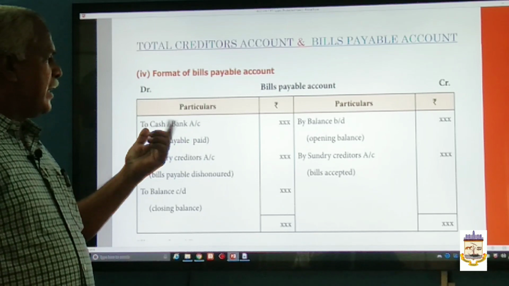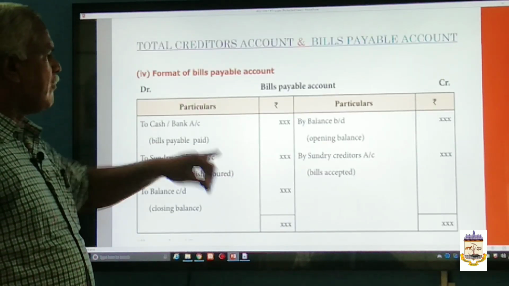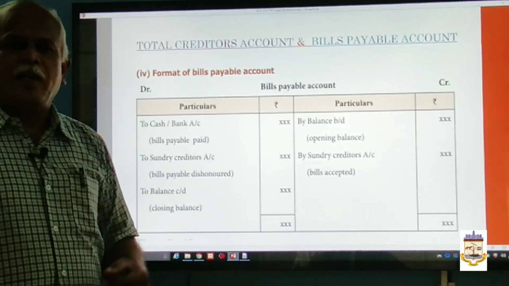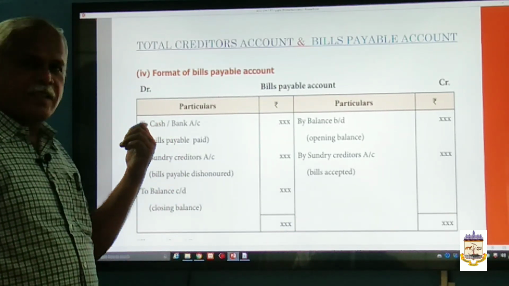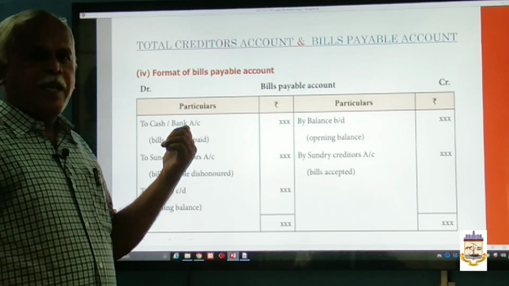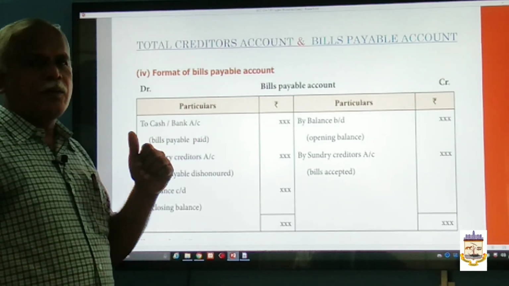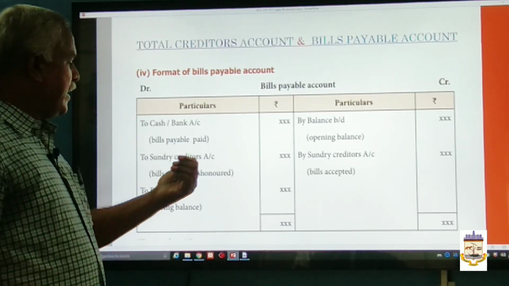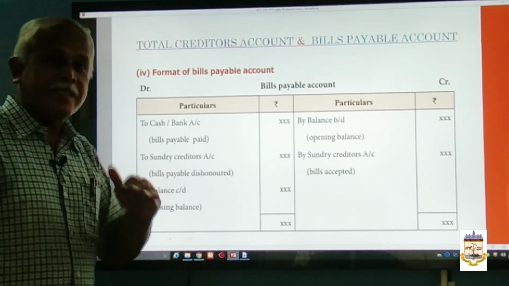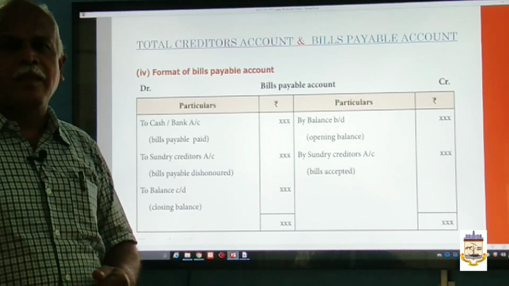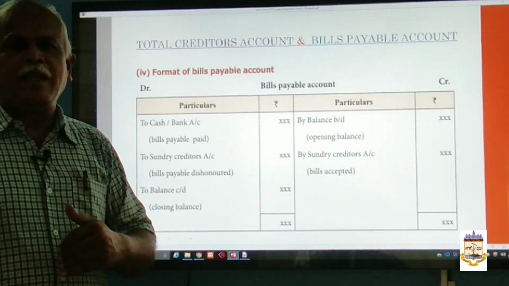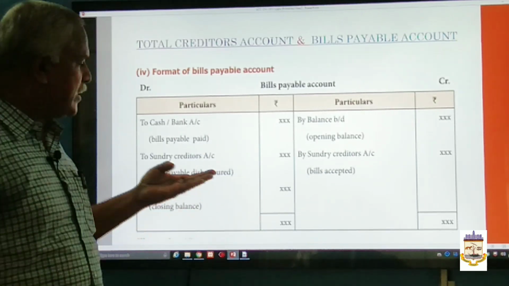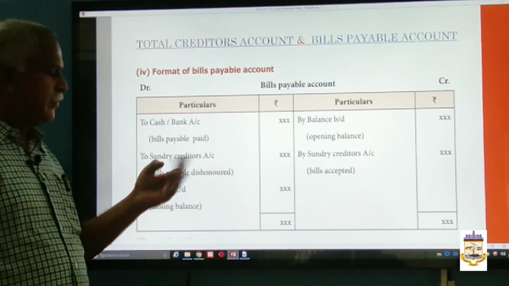And cash or bank. When you pay the bills payable on a due date, if you pay cash, write cash. If you pay through check, then write bank account. That is bills payable paid during that year. Sundry creditors, bills payable dishonored. Sometimes we did not have money, but it is now payable, and if you are unable to pay on a particular date, then it is called a bills payable dishonored.